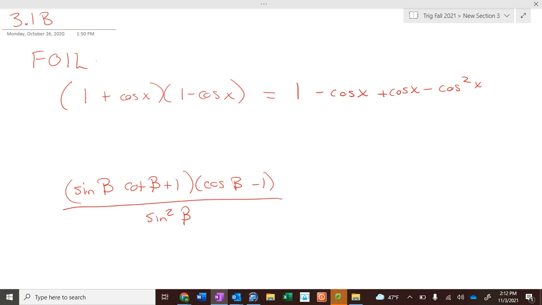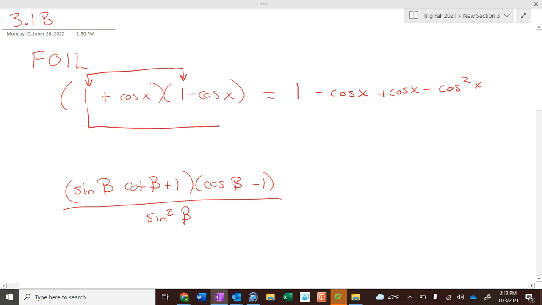First times first is 1. Then we do outers. 1 times negative cosine of x. It's negative cosine of x. Inners is positive cosine of x times 1. Last times last is positive cosine of x times negative cosine of x, which is negative cosine squared of x.